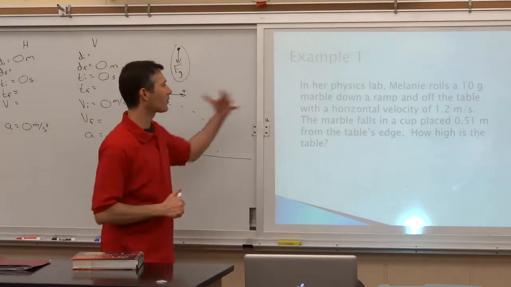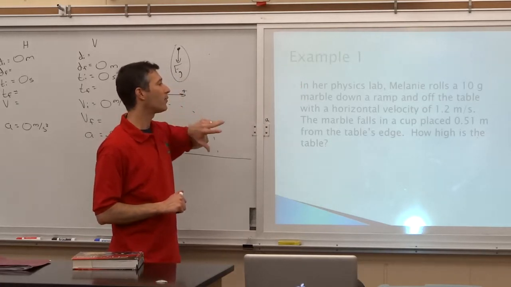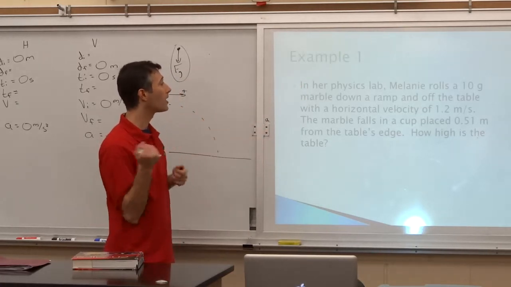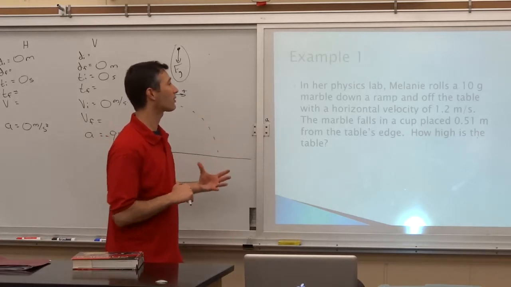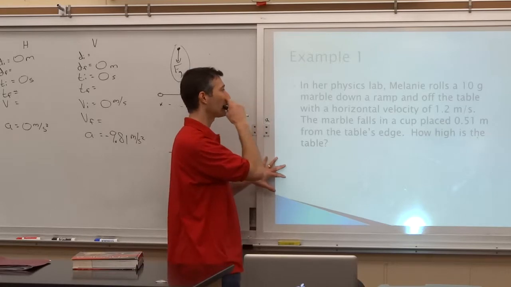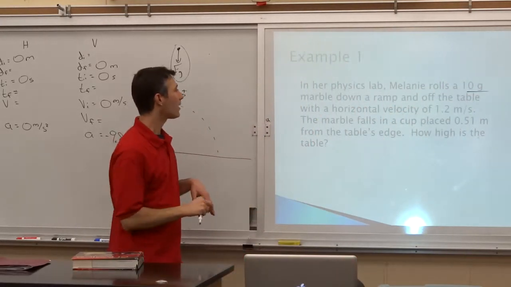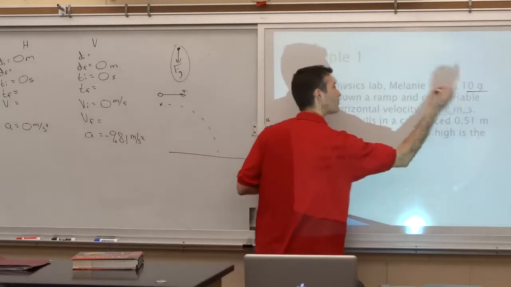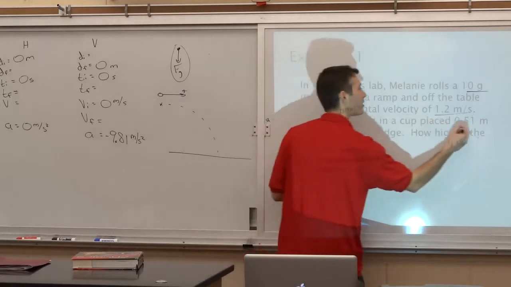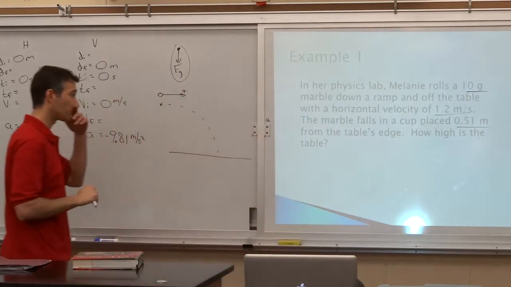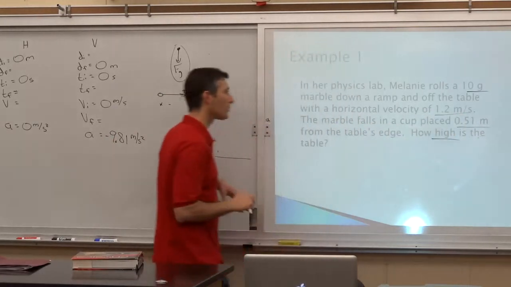So we have 3 other values that might need to get filled in over here, and then we have 1 unknown. So let's read carefully and convince ourselves that we know what these other 3 values are. Melanie rolls a 10-gram marble down the ramp, it has a horizontal velocity of 1.2 meters per second, and it falls in a cup placed 0.51 meters from the table's edge. And then how high is the table?